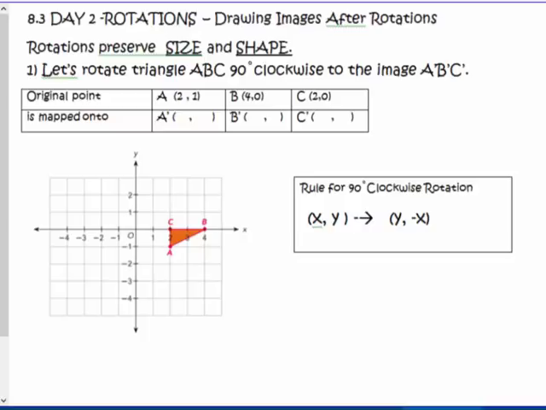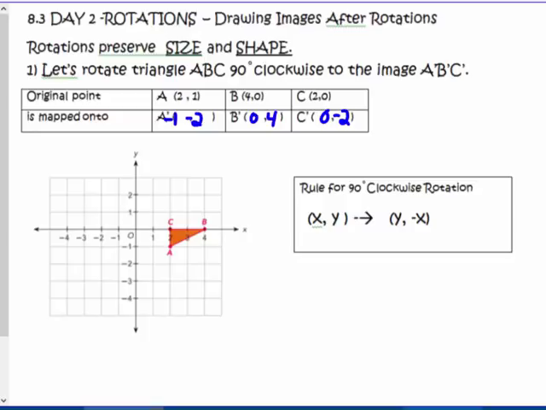Let's rotate triangle ABC 90 degrees clockwise to the image A prime, B prime, C prime. 90 degrees clockwise. Now I literally have to turn my paper in order to figure out where does A go. And when I do that, I see that A goes to -1, -2. And B goes to 0, 4. And C goes to 0, -2. So I figure out where the points are, and then I go and plot them.